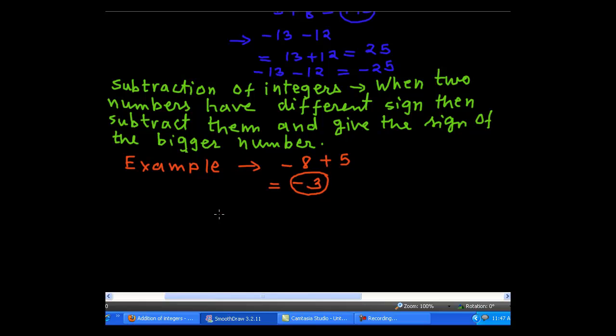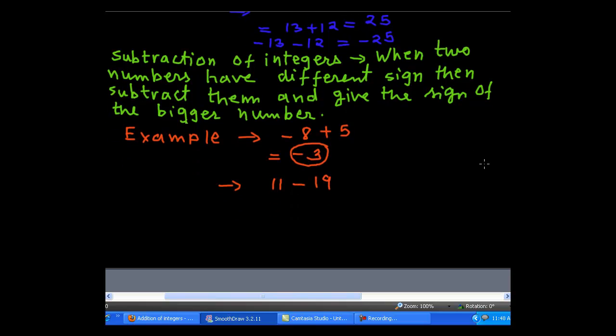I am taking another example. If I consider 11 minus 19. As mentioned, 11 has no sign, so consider it as positive. Both the numbers have different signs, so subtract them. So 19 minus 11 gives you 8. The bigger number is 19, whose sign is negative, so your answer will be negative 8.